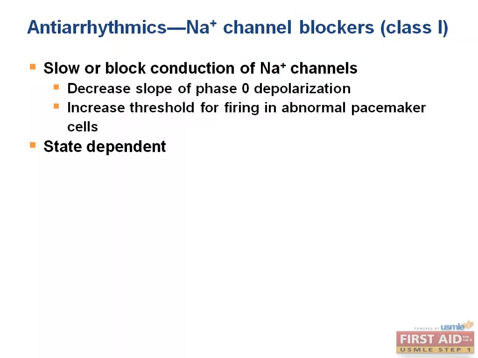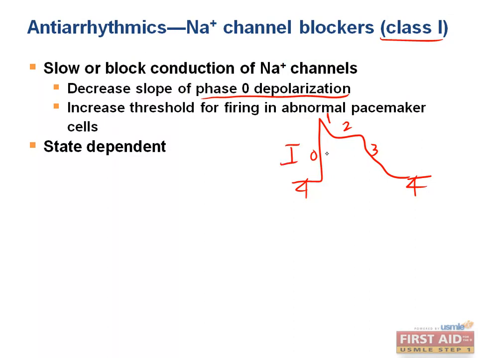As you can see here on the slide, Class 1 antiarrhythmics block sodium channels. All of these drugs slow or block conduction some way or another, and they do so more effectively in cells that are frequently depolarized. All Class 1 drugs slow down phase 0 depolarization. Remember, we have 4 phases: 0, 1, 2, 3, and then 4 is our baseline. So all of Class 1 are inhibiting some element of the phase 0 upstroke.